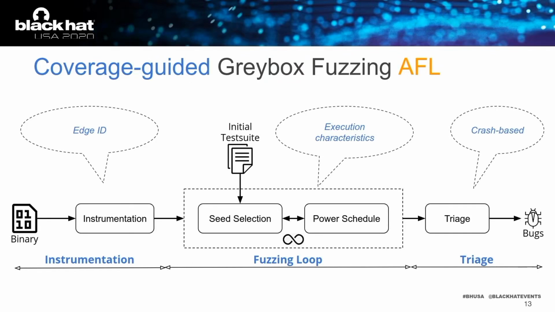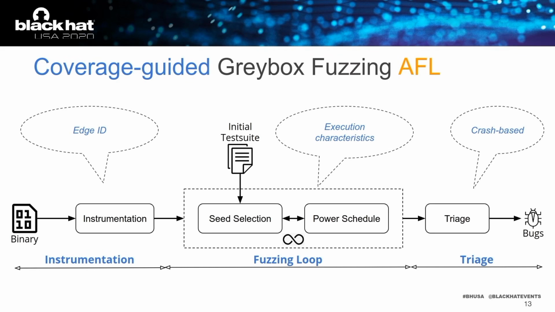The very first directed gray box fuzzer was AFLGo in 2017. So this line of research is kind of new. From a more technical point of view, actually coverage-guided gray box fuzzing, so standard gray box fuzzing, and directed gray box fuzzing are not that different.